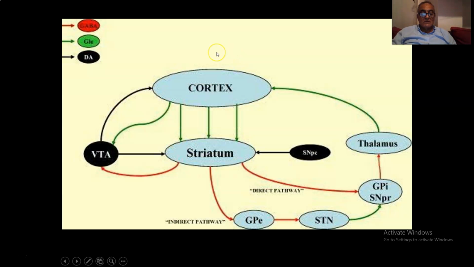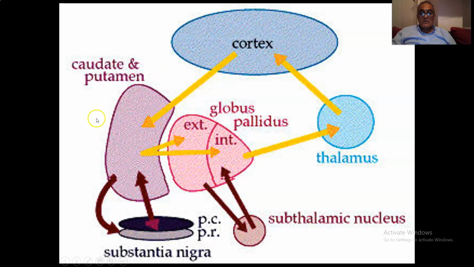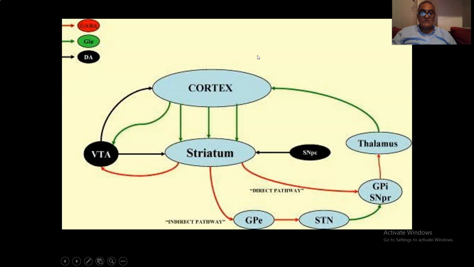Cortex, putamen and globus pallidus, caudate and putamen, globus pallidus externus, subthalamus. Caudate and putamen, globus pallidus internus, anterior and lateral ventral nuclei of the thalamus, then to the cerebral cortex. Also another view.